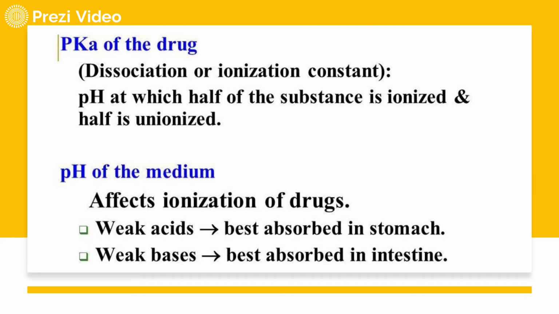It is the exact point where you can say half of the drug substance is ionized and half is unionized. So when somebody asks you what would be the pH of the medium after ionization of the drug, weak acids will be best absorbed in the stomach and weak bases will be best absorbed in the intestine. So it is very easy to understand. Weak acids will be absorbed from the stomach and weak bases will be absorbed from the intestine.